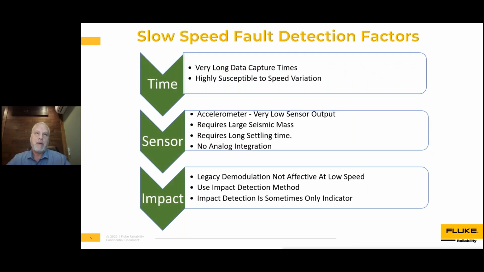So back to slow speed. One of the reasons slow speed machines are difficult is the time it takes to collect the data. It's very long data capture times.